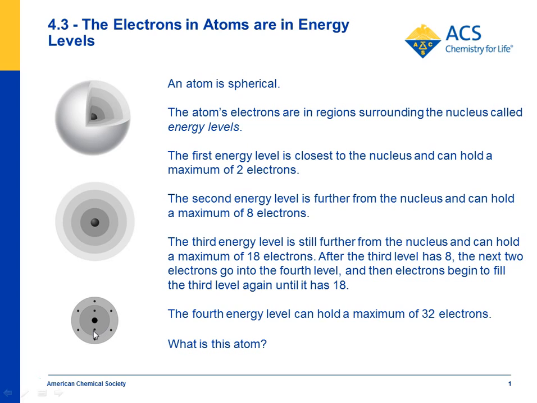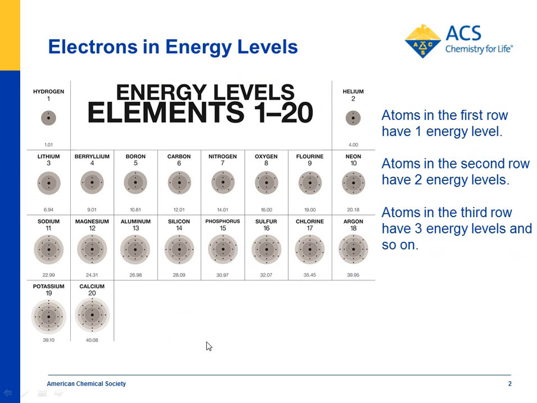Well, it's easy because if you have 2 in the first, and in this case 6 in the second, if you add those up, 2 and 6 is 8, and the number of electrons equals the number of protons. So what element has 8 protons? It's oxygen.